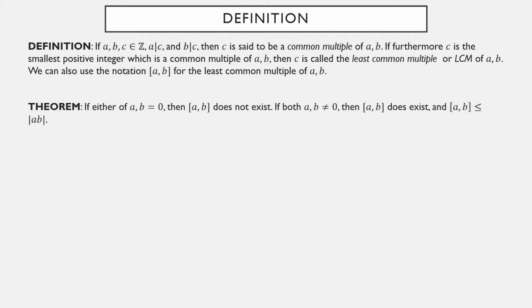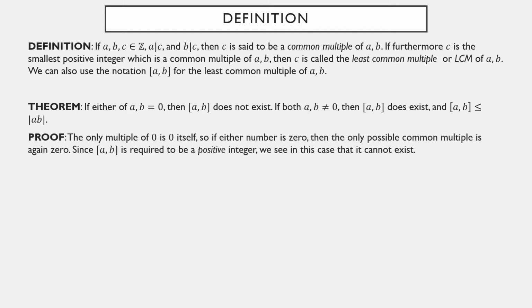Well, here's a theorem. If either one of the two numbers is 0, then the least common multiple of a and b doesn't even exist. If, however, they're both not 0, then it does exist, and the least common multiple of a and b is less than or equal to the absolute value of the product. Well, the only multiple of 0 is 0 itself. So if either number is 0, the only number that could possibly be a common multiple is 0 again.